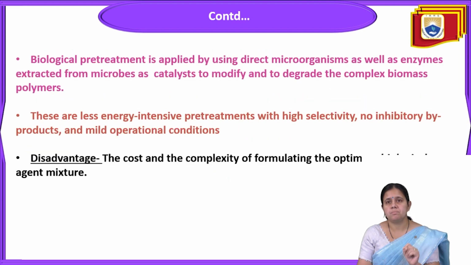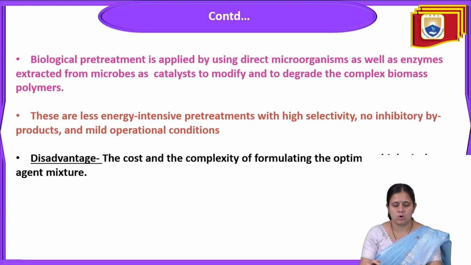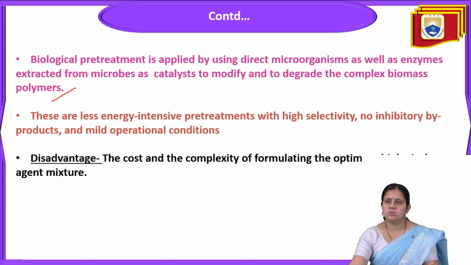Biological pretreatment is applied by using direct microorganisms as well as enzymes extracted from the microbes as catalysts to modify and degrade the complex biomass polymer. These are less energy-intensive pretreatments with high selectivity.